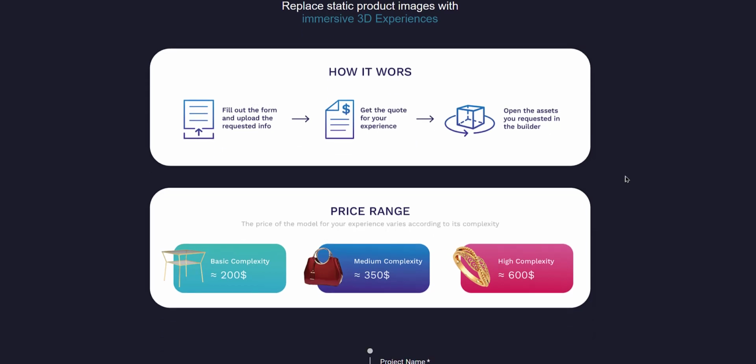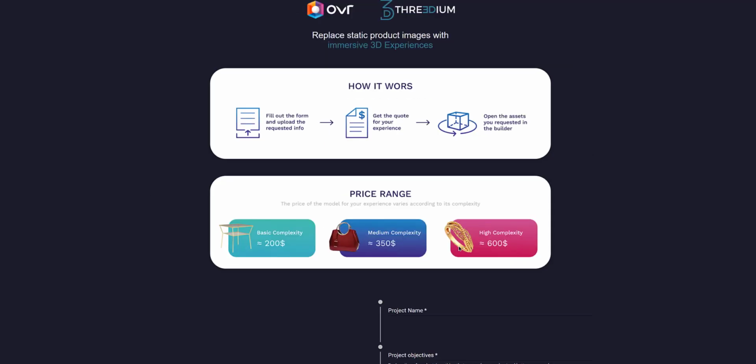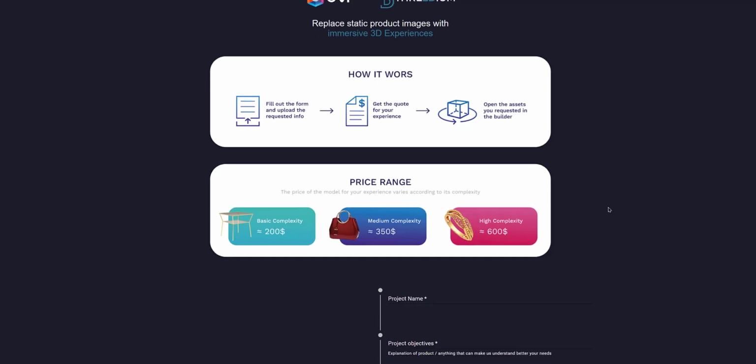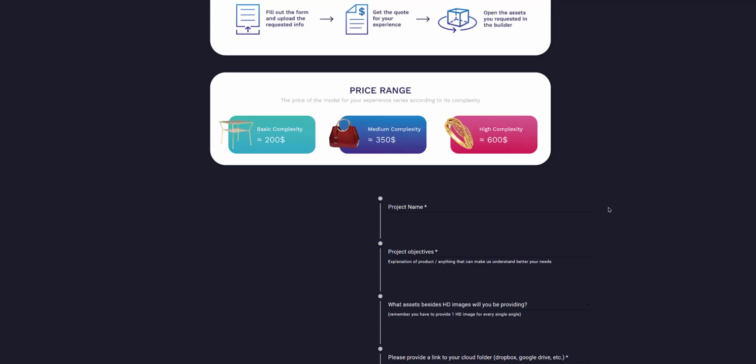And how much does it cost for someone to do that for you? Well, the price of the model for your experience varies according to its complexity. For a simple basic table, it's going to cost you $200. For a purse, it's going to cost you $350. And for a high complexity object like an intricate ring, it's going to cost you $600. Can you believe this? This is blowing me away that they're going to be charging this money. But if you don't know any different, you're going to be like, I want something in my land.